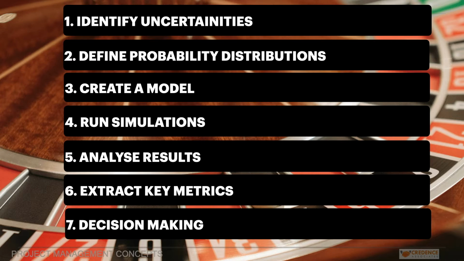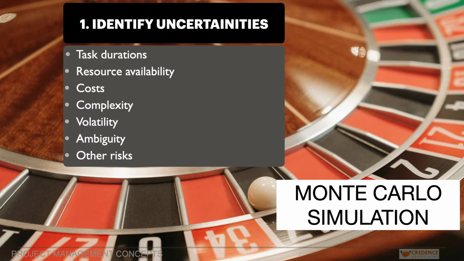Let's delve into the steps required for Monte Carlo simulation in the context of project management. Firstly, identify uncertainties. Before using Monte Carlo simulation, project managers identify the key uncertainties or variables that can affect the project's outcomes. These variables could include task durations, resource availability, costs, and other factors that may vary.